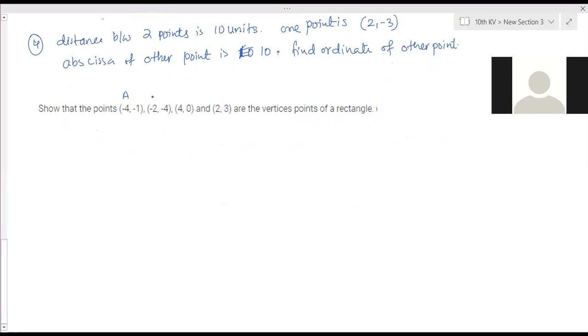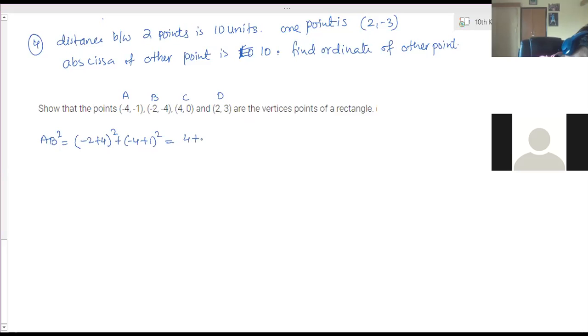I will consider this as A, B, C, D. So AB square is good. I have taken the square so that I need not write the square root sign. So (-2 + 4) whole square plus (-4 + 1) whole square, which is equal to 2 square is 4, 3 square 9, that is 13. So therefore AB is equal to root 13.